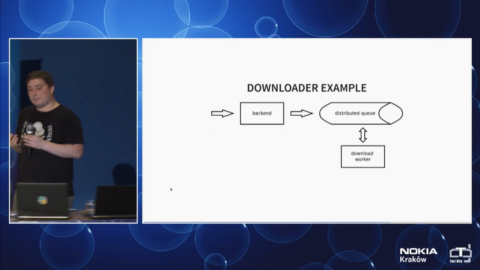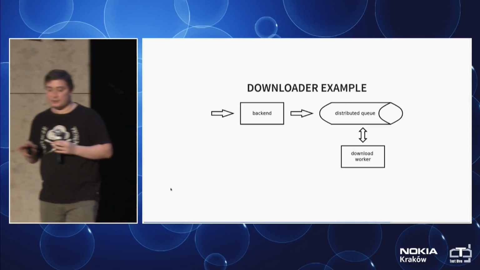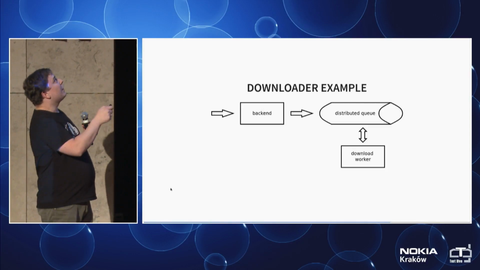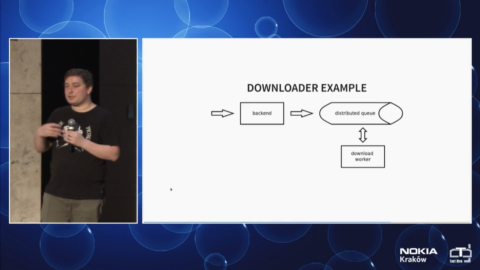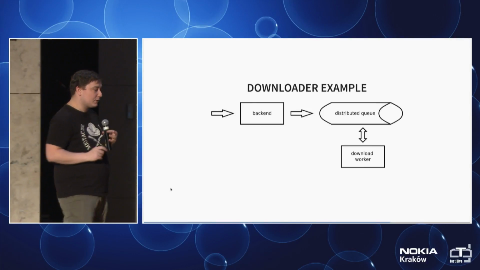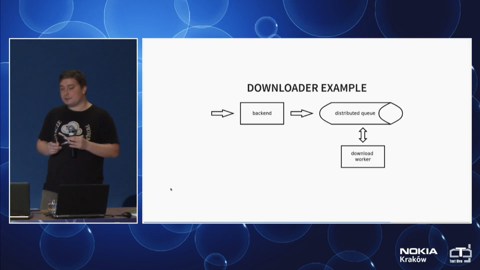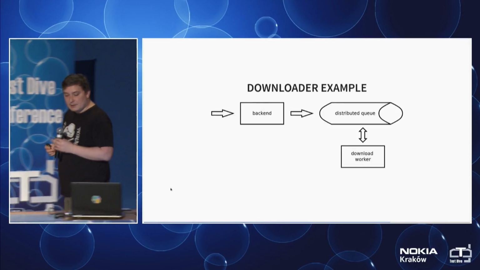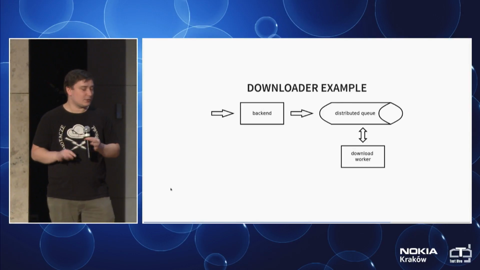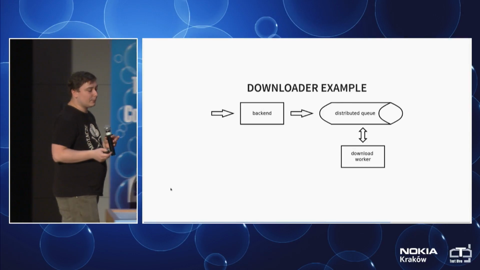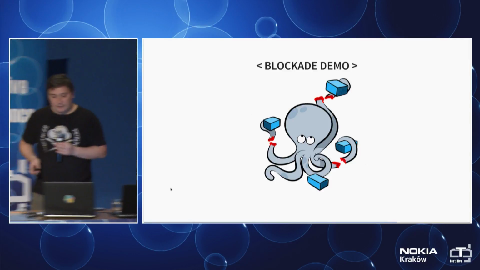To show you how it looks, let's consider this very simple and contrived example because we don't have time for anything bigger. We have a backend that will accept requests, and the request is to download a file, so it's a simple task. It goes then to the distributed queue. The implementation, in my case, is just a Redis database. And finally, we have this worker, which is responsible for downloading. So it's quite simple, right? It gets the tasks from the distributed queue. So now let's have a demo.